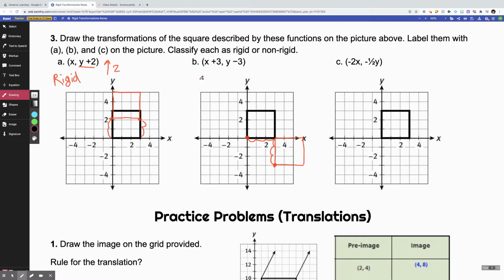This did not change the size or shape of my figure, so this is a rigid motion, okay? And now this one is definitely going to change some of my values here. So for this one, it's actually going to be helpful for me to do an input-output table for my 4 coordinate points. So I have my coordinate point here is 0, 0.